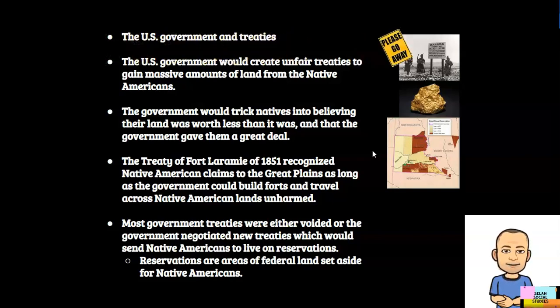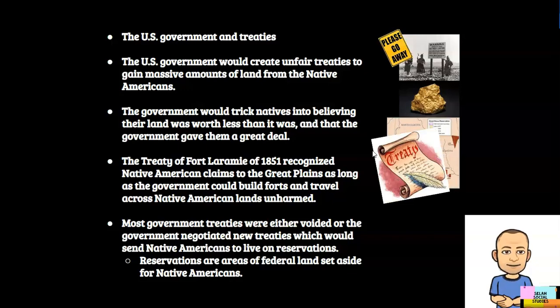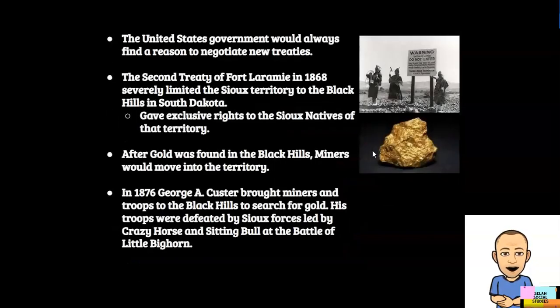The United States government would ultimately renegotiate their old treaties or even negotiate new treaties, sending Native Americans to live on reservations, which were areas of federal land set aside for them. So you had some other Native Americans who would call for reform in the 1870s, but here's what I want you to know about these treaties with the United States.